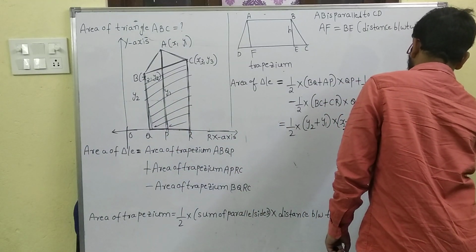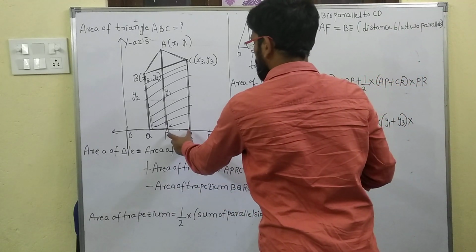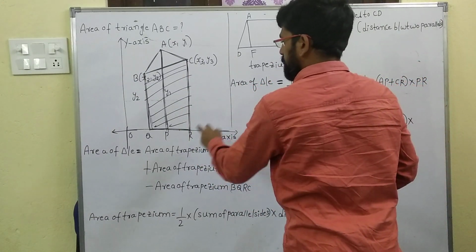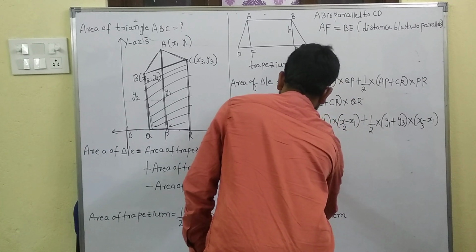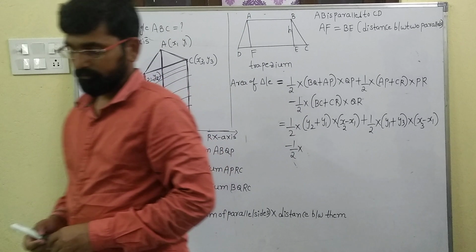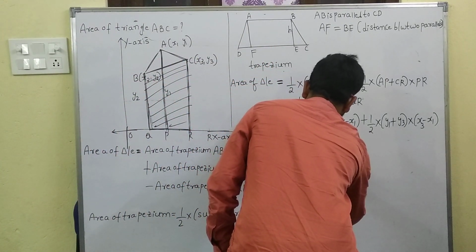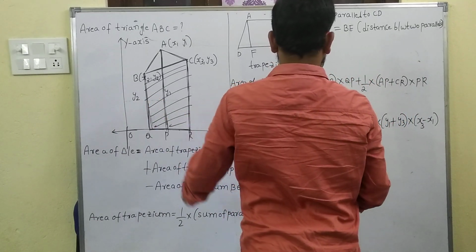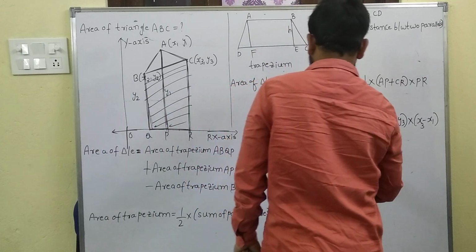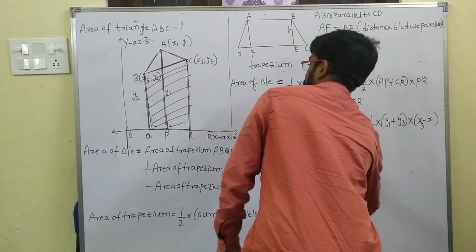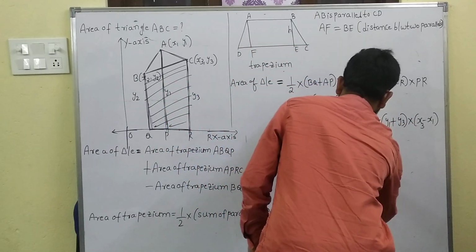half into AP, which is again y1, plus QR, QR equals y3, into PR, which is x3 minus x1, minus half into y2 plus, because the parallel is BQ, not BC, BQ is y2, and CR is y3, into the distance x3 minus x2.